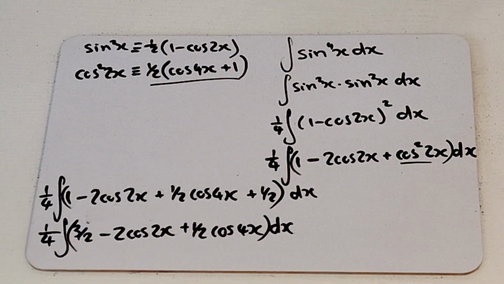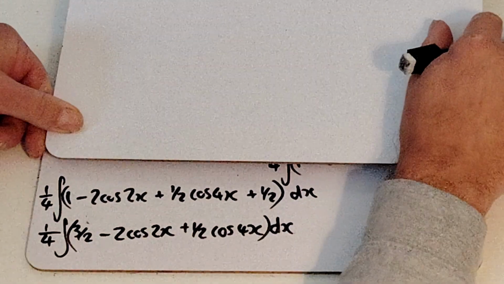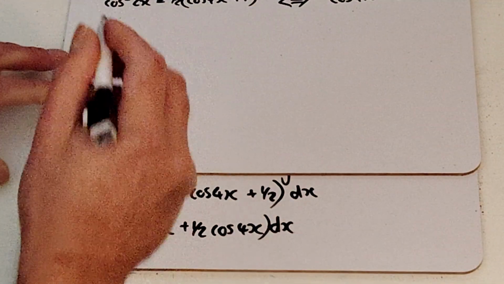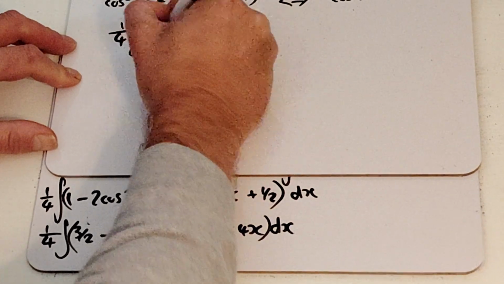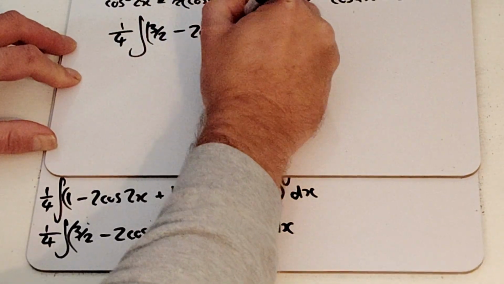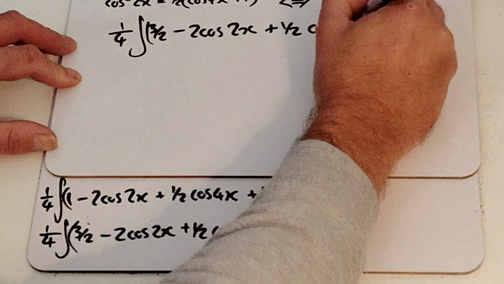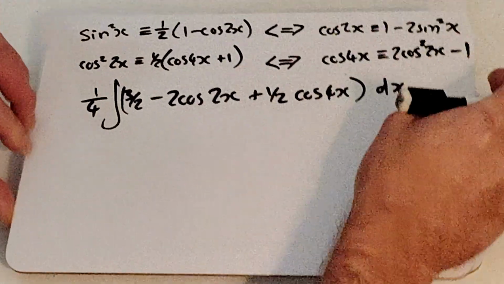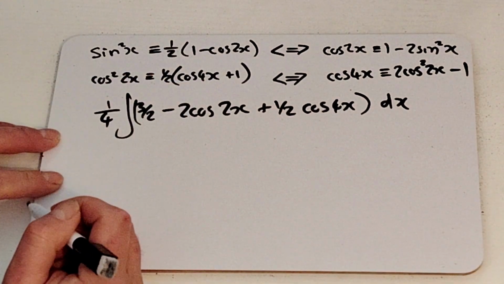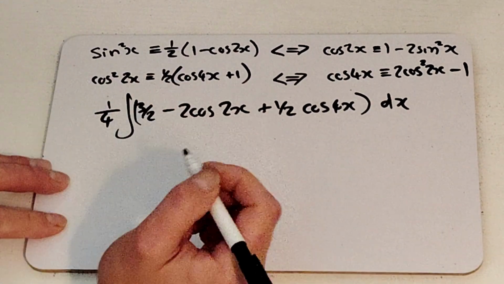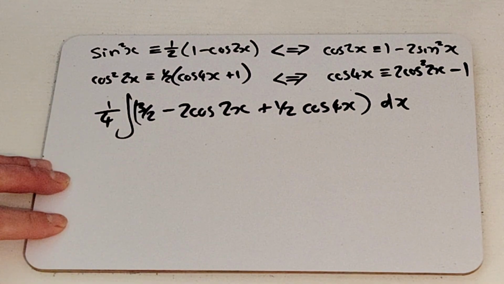I'm now going to move on to another board because that's gotten a little bit big for its boots now. So if I place that there, I'm going to copy my integral up to here, and we're going to get 3 over 2 minus 2 cos 2x plus a half cos 4x dx. So we can now integrate that term by term. You can see above the identities that I've used to simplify.